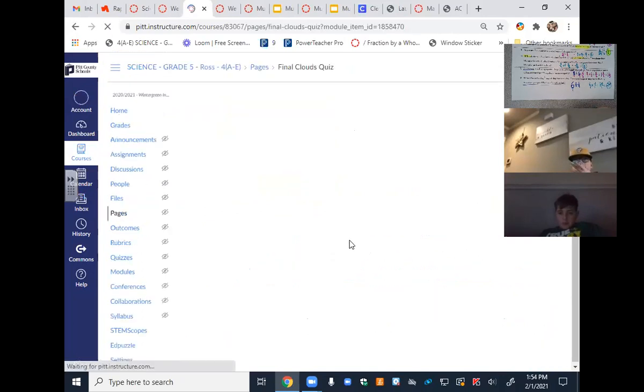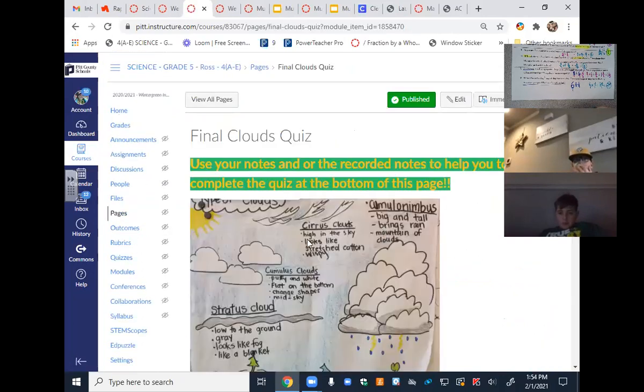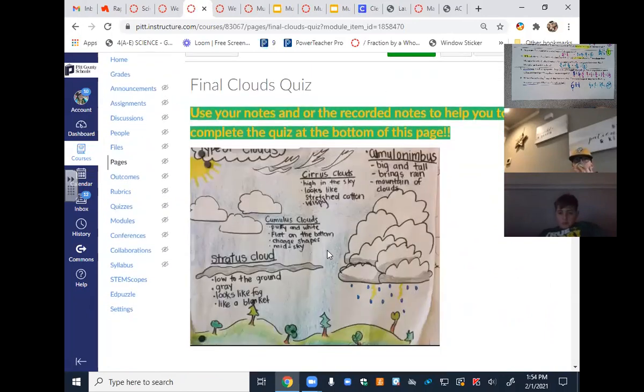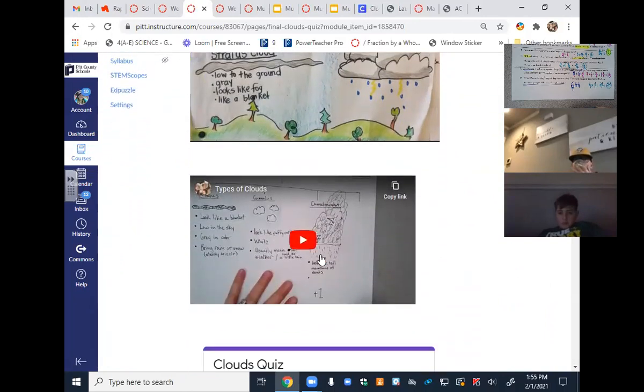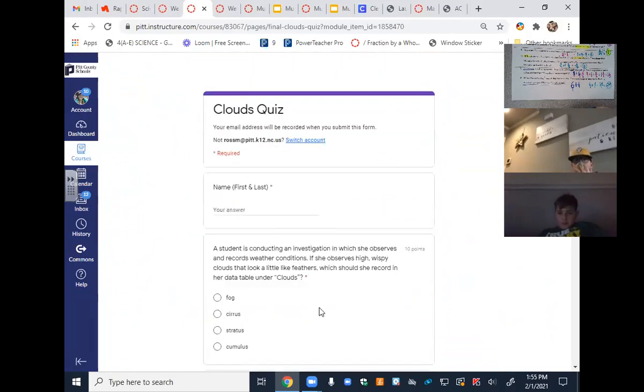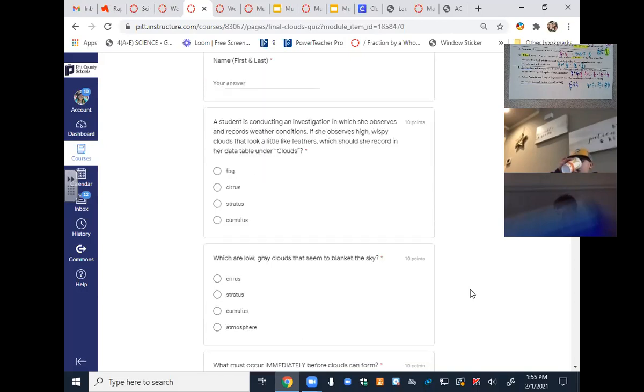Now, coming in here to the clouds quiz, I have an anchor chart I took a picture of for you. I have the anchor chart we did together. And then there's your clouds quiz. And shh, don't tell anybody this, but you can do this as many times as you want to get the score you want. Miss Ross, are you serious? Yes, I am. Do it as many times as you want to get the score you want.